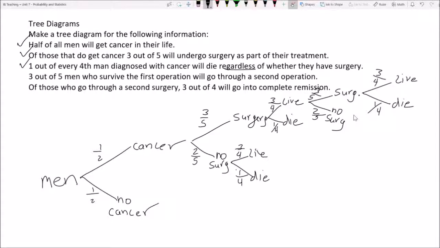Okay, so that's a completed tree diagram. It has a lot of steps, and it's not symmetrical. Notice, no cancer, it just stops. They're not going to have cancer surgeries. They're not going to have the events of life or death. If they have no cancer, they will not die from cancer. There'll be something else that gets them, but it won't be cancer.